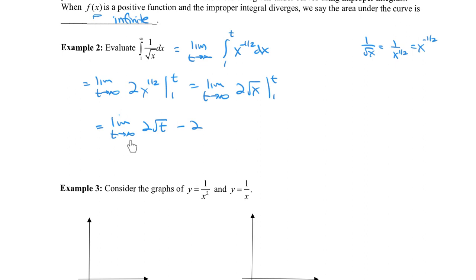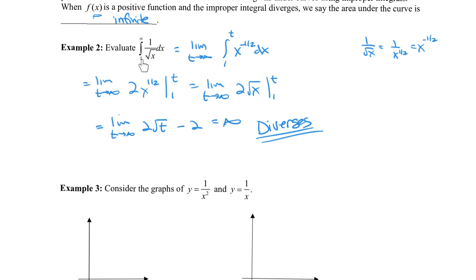And then we take the limit. In this case, isn't it true that I can make this term as large as I want just by letting t be big enough? You could make this more than a billion, more than a trillion, more than whatever you want just by making this big enough. So basically this goes to infinity. This limit is equal to infinity. And as soon as you see that, we can say that this diverges. So this integral diverges, and we can interpret it because this is a positive integral.